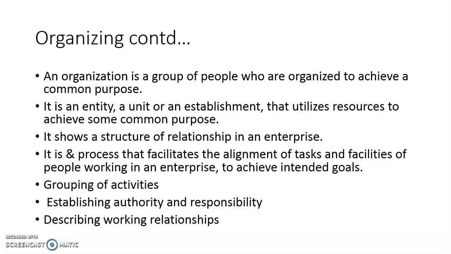The authority and responsibility is established. It means who will be performing what task, who will be reporting to whom, who is responsible for a particular task to be done, and who has authority to take the decisions. And describing working relationships, it means the employees who are working in the organization, what kind of relationships they are sharing, like they are subordinate or they are sharing the vertical relationship or horizontal relationship, like that.